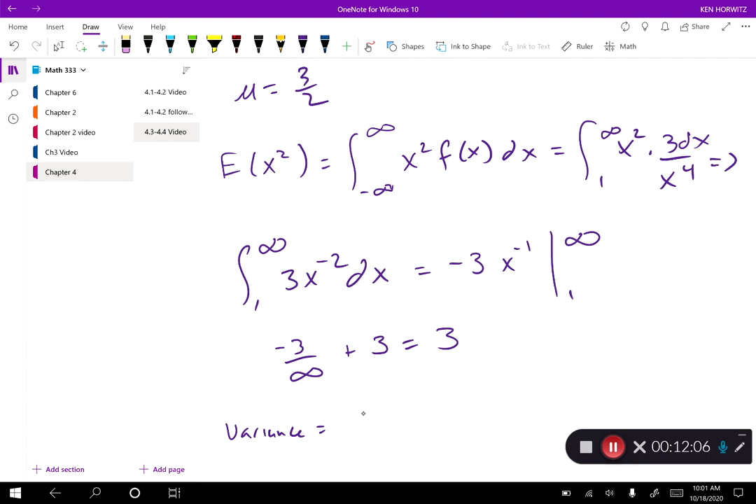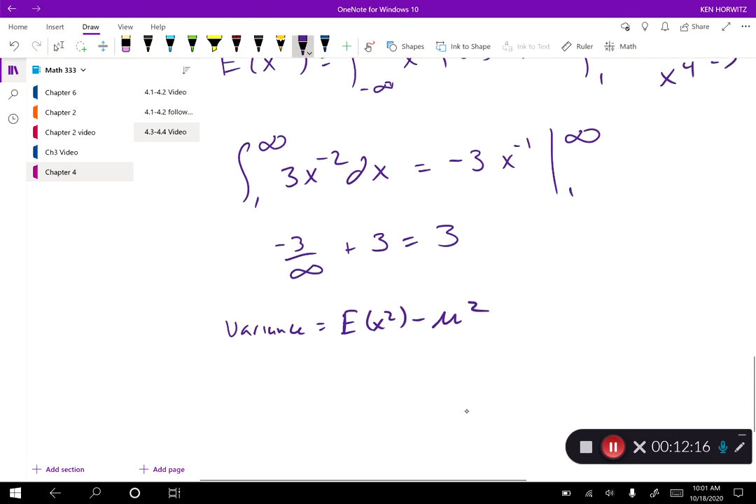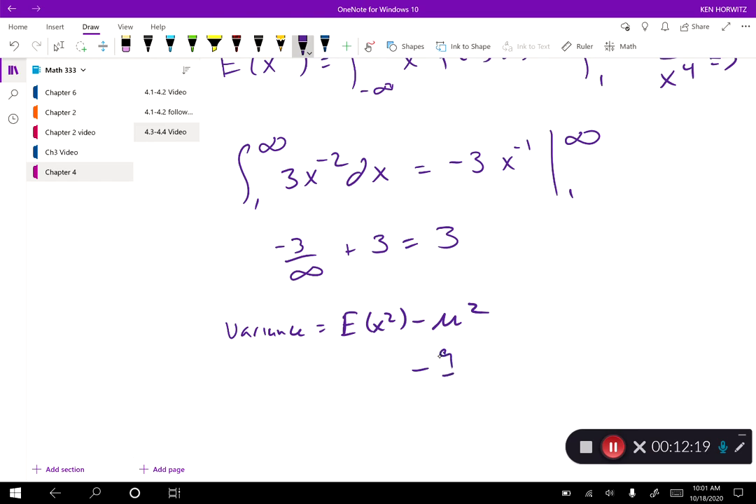I'm going to write the formula again. Minus mu squared. So my mu is 3 halves, so that's going to be 9/4, and I just got 3. So 3 minus 9/4 is 3/4. And there is my variance. Again, my standard deviation would just be the square root of that. All right, let's take a look at the next one.